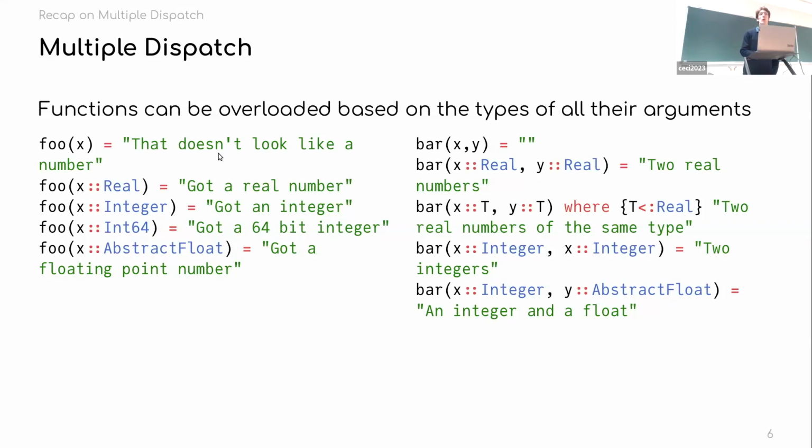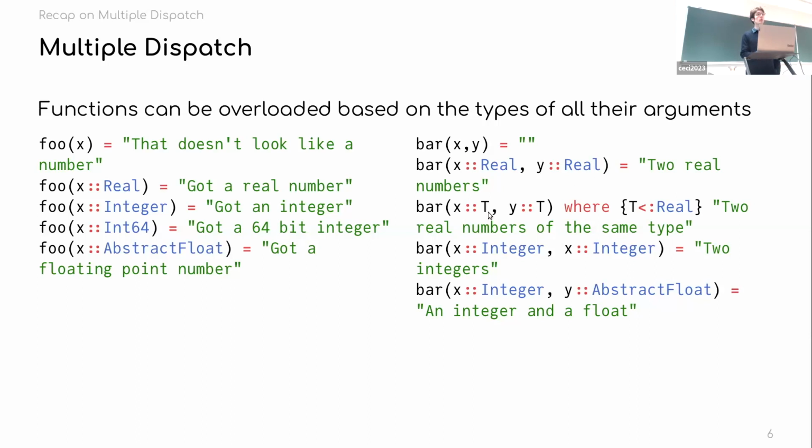Okay, so that's for one argument, but actually you can do that for an arbitrary number of arguments. So for example, I have a function that takes 2 arguments, and I can do just the same, specifying the result depending on the types of both inputs. For example, let's have 2 real numbers. You can also do some more specific things.